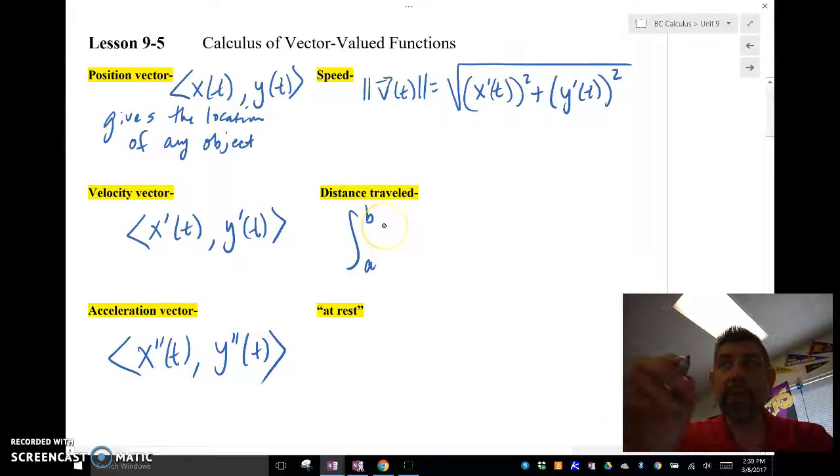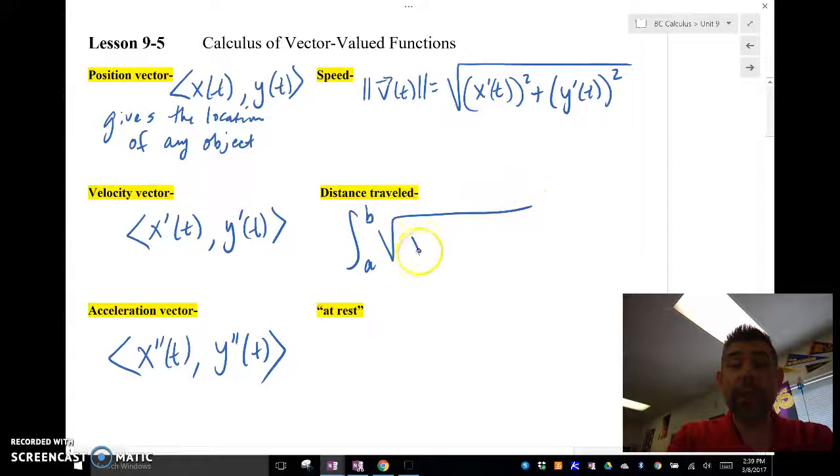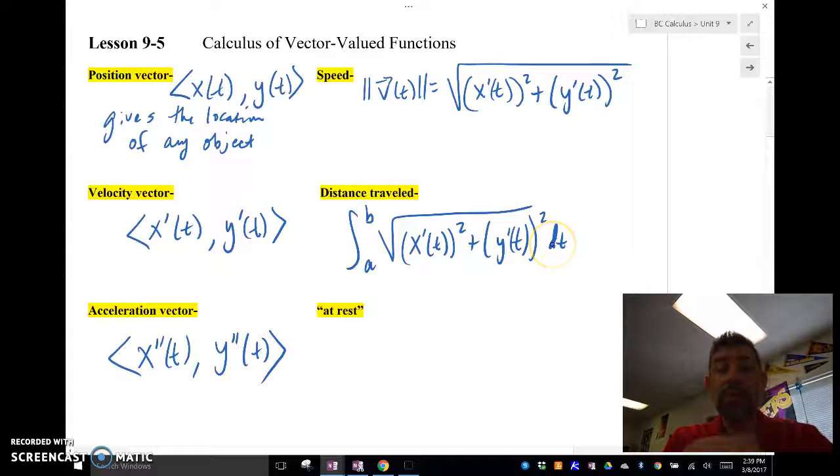Now, we're looking at a magnitude, so we're going to take the square root of x sub t prime squared plus y sub t prime squared dt. So remember, distance traveled is going to be the integral of the speed, the magnitude of our velocity.